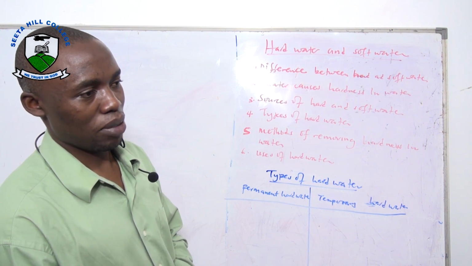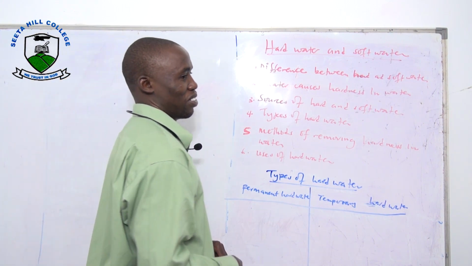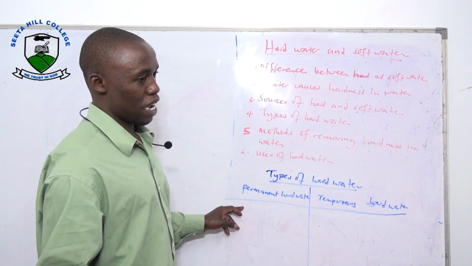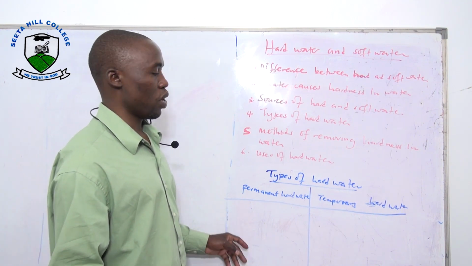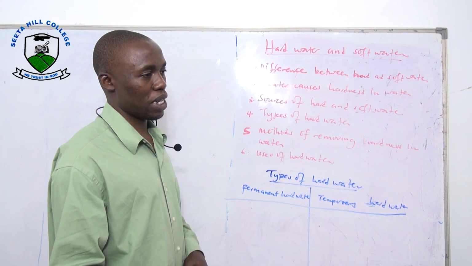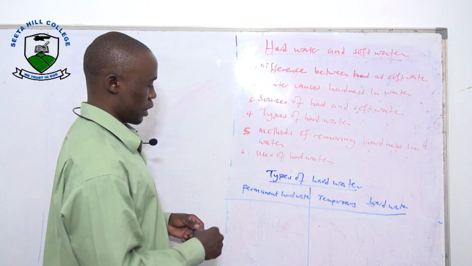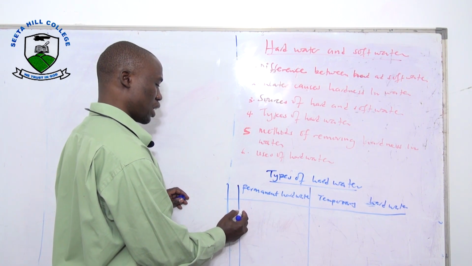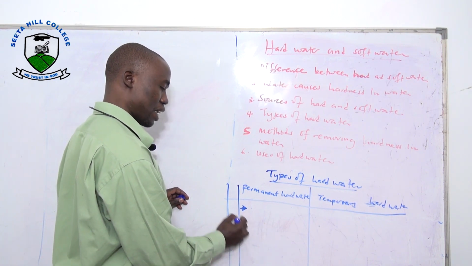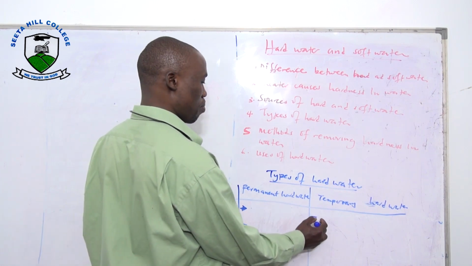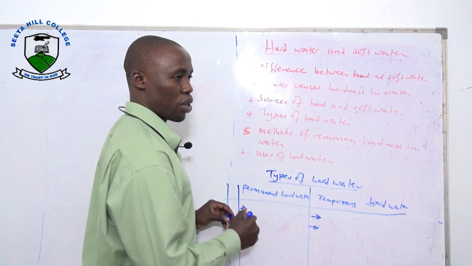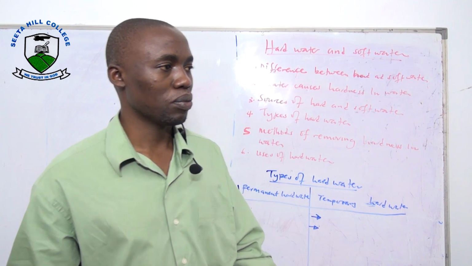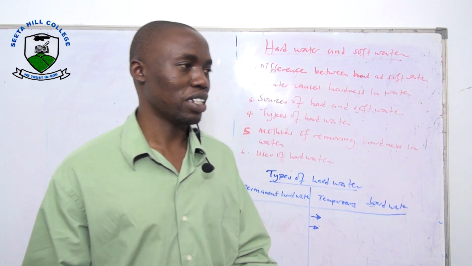They say that this is the water that cannot be made soft by boiling, not so? While temporary hard water is the water that can be made soft by just boiling. Now you research here: what are the chemical substances that make water permanently hard? And what are those that make it temporarily hard, that when you boil it softens? Those who have done some research.